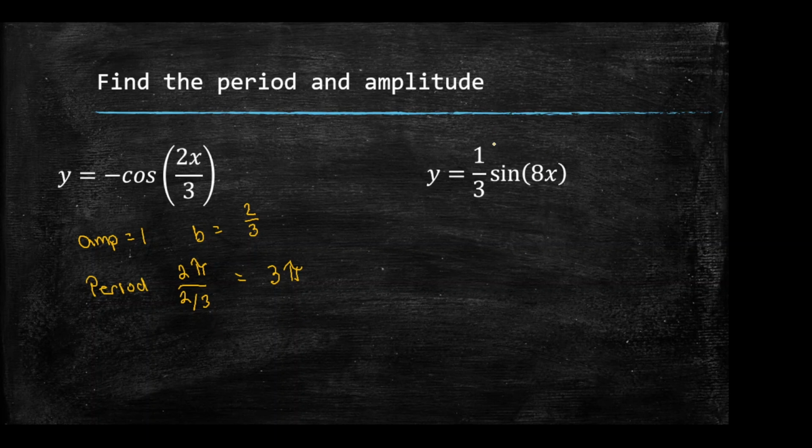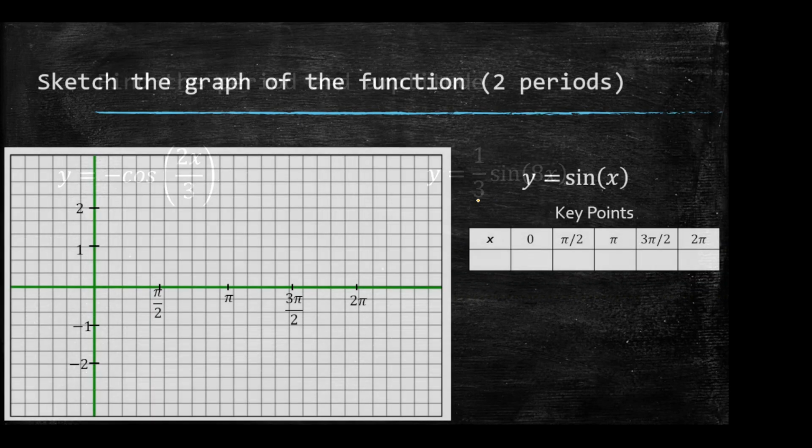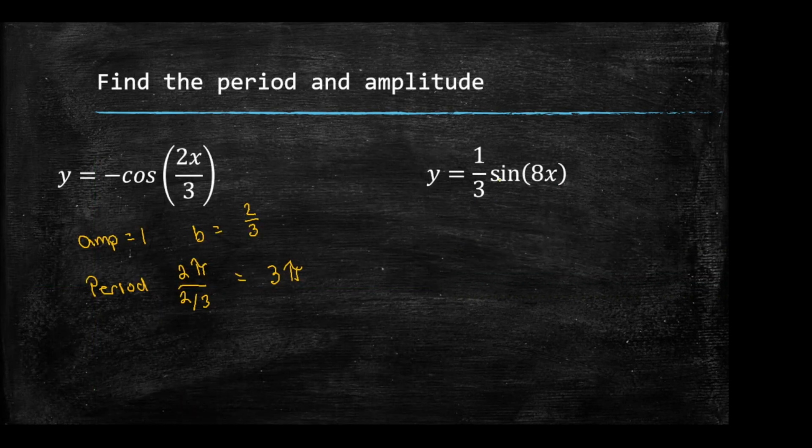All right, I don't think I need to do any more of this. This is the same thing. Sine, cosine doesn't matter. If you want it for your notes, this amplitude is 1/3, and the period is 2 pi over 8, which is 1/4 pi. So that's really tightening it up quite a bit.